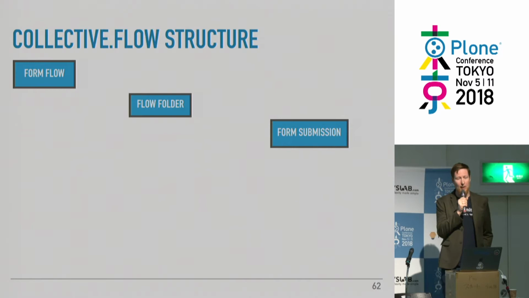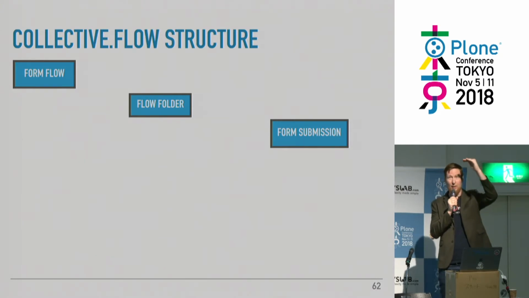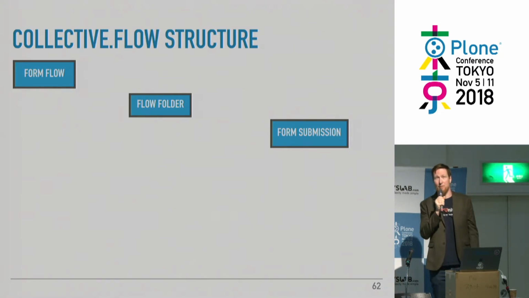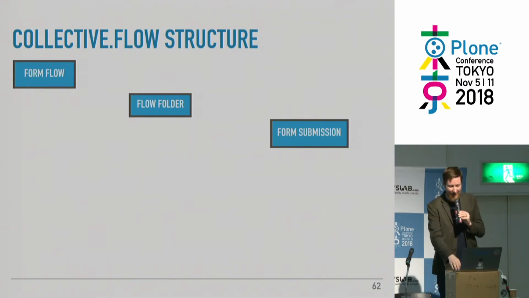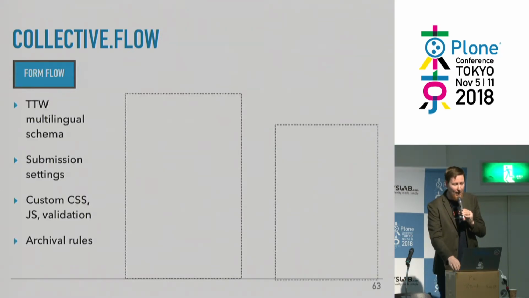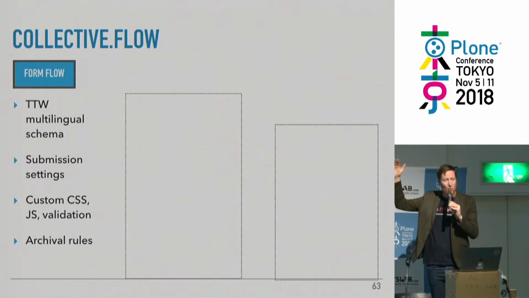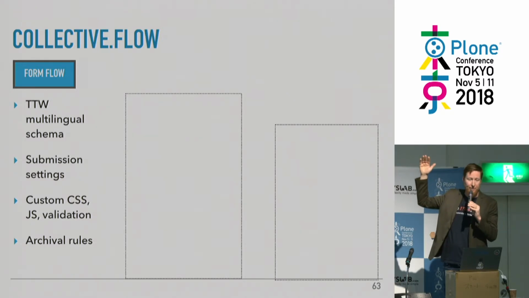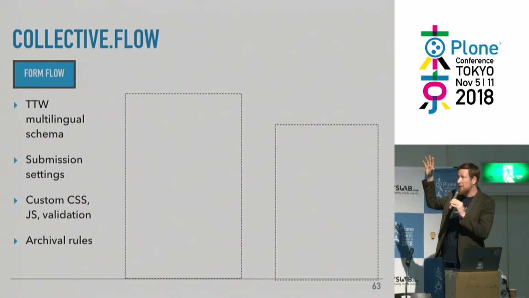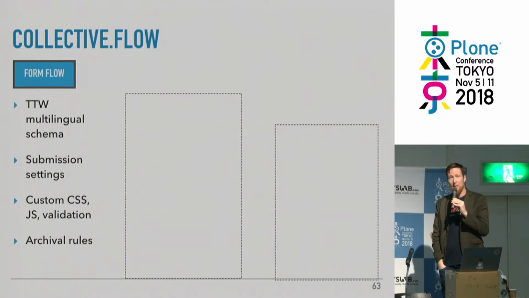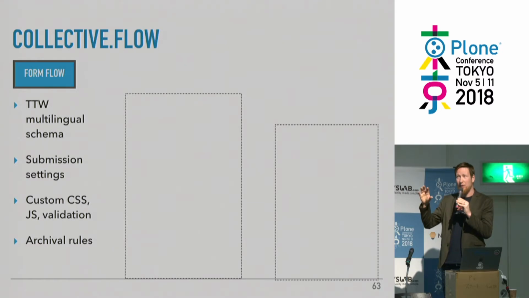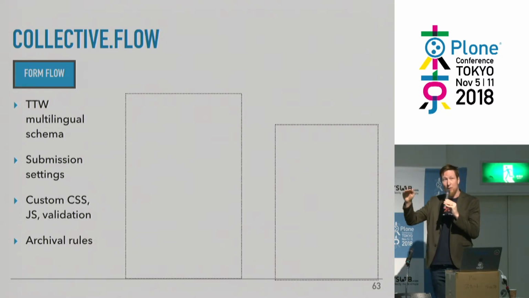And here's the content type structure for collective flow. We have this main type called form flow. Then we have a flow folder and form submission. It might get your tongue a little mixed up, but here they are. We start with the highest level, form flow. It has a through-the-web multilingual schema, so you can do the dexterity stuff there. You can select submission settings and do the custom CSS and JavaScript thing. And it also has an archival rule feature: when you automatically create content, you can, based on some vocabularies, create a certain folder structure on your site.